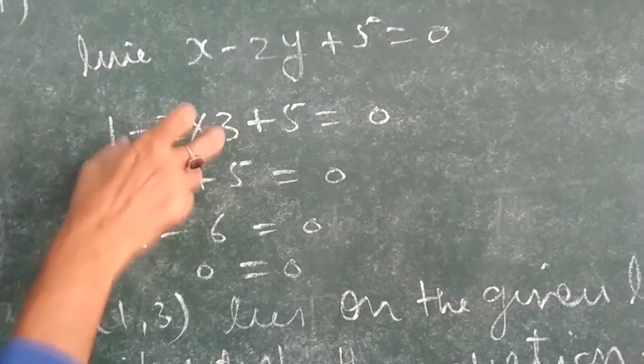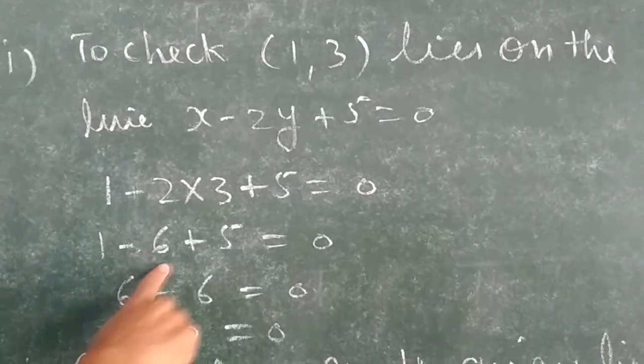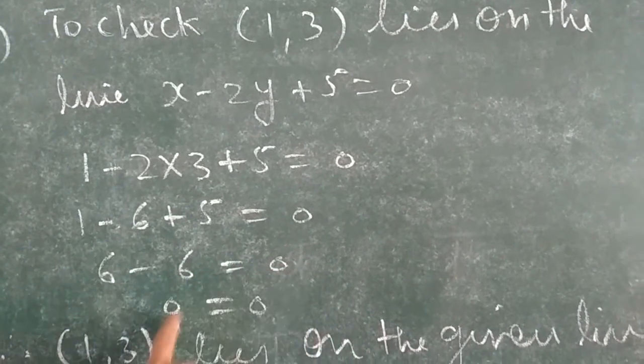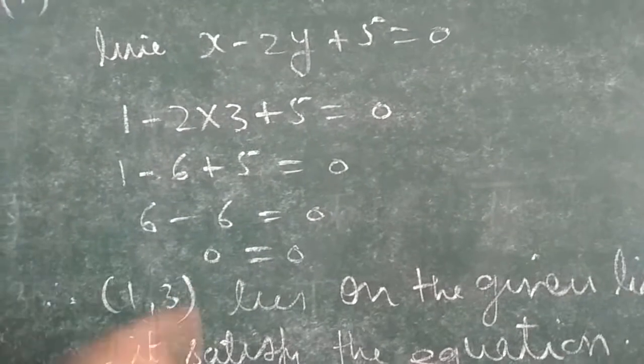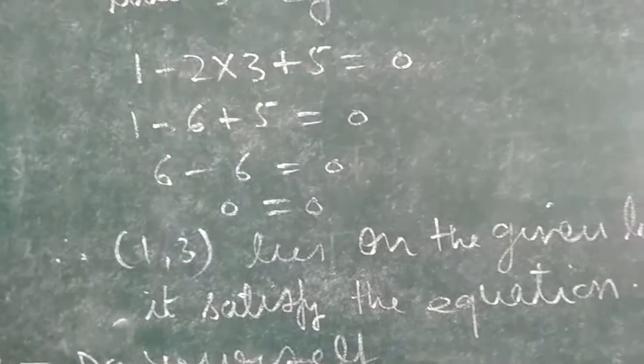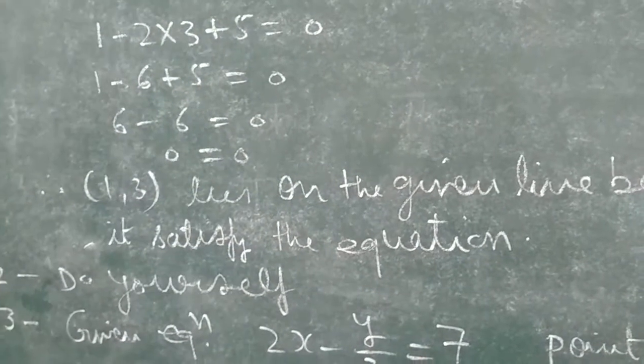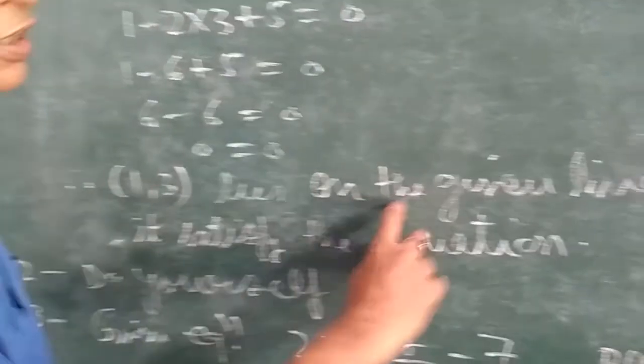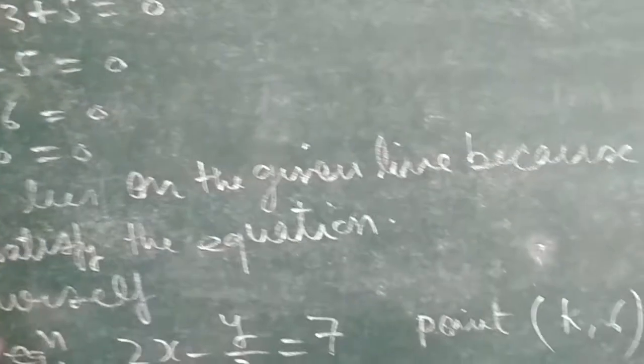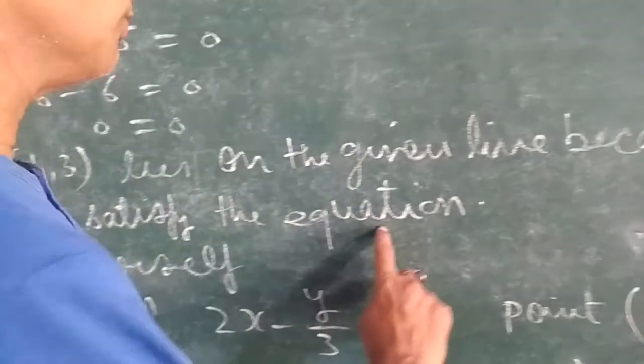So now we see the calculation. 1 minus 6 plus 5 equal to 0, 6 minus 6 equal to 0, 0 equal to 0. This last step shows that the point satisfies the given equation, because left hand side and right hand side are both coming equal. So the point (1, 3) lies on the given line because it satisfies the given equation.